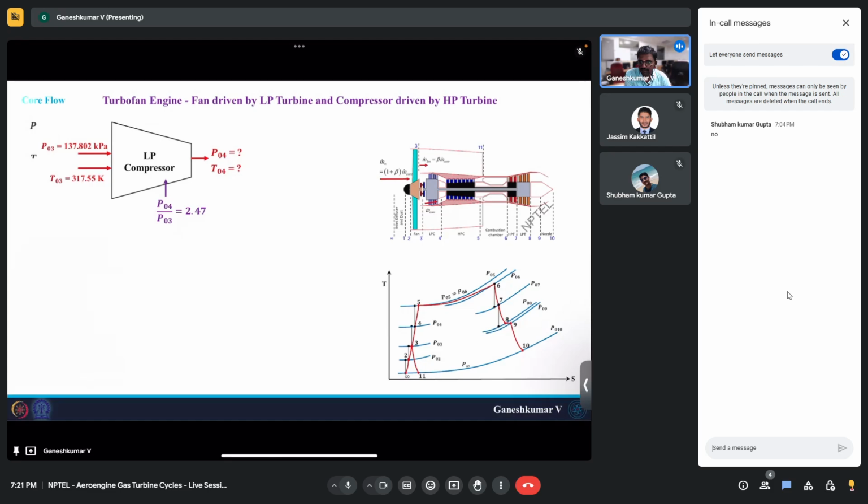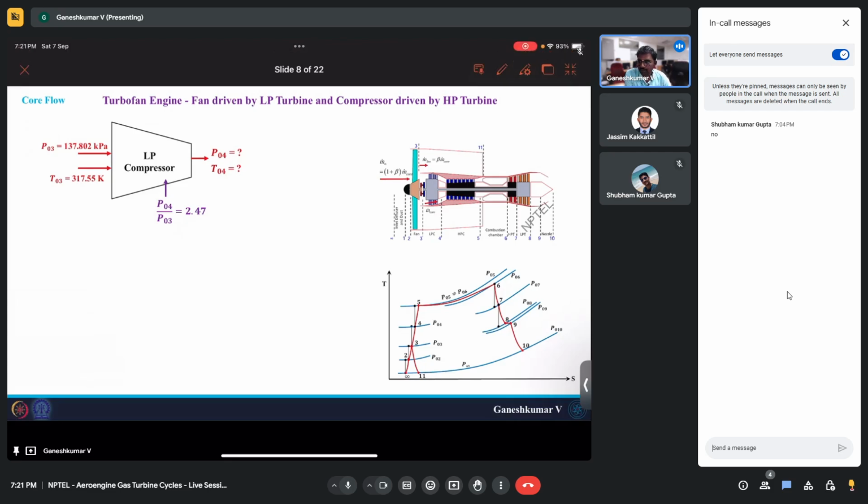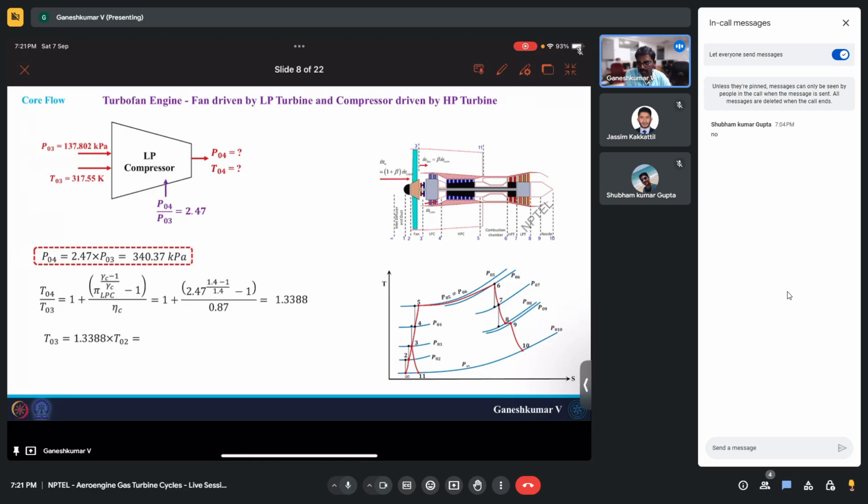And then you have the low pressure compressor. In the low pressure compressor, you have a pressure ratio of 2.47. So the pressure would be 340.37 kilopascal, and then similarly you can find the temperature ratio, because the compressor also has some efficiency, and hence your temperature ratio would be 1.3388, and from there you can find the temperature at the exit of the low pressure compressor to be 425.15 Kelvin.